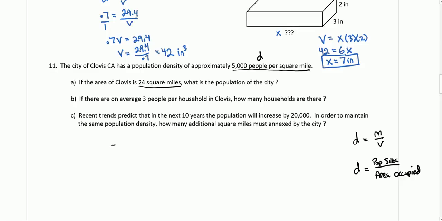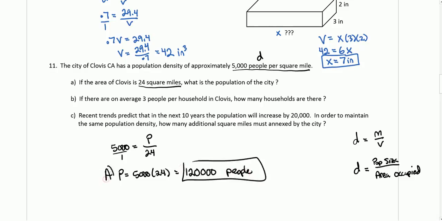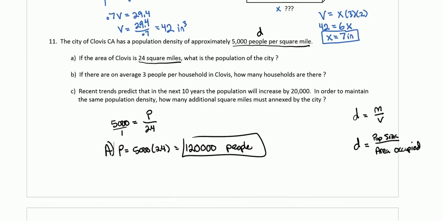So we could say our density, 5,000, is our population size divided by 24, which is the area in which it occupies. We can cross multiply and get our population is 5,000 times 24, which is 120,000, and our units are people. Okay, so that is part A. Part B, if there are on average 3 people per household, how many households are there? So for part B, we found that there are 120,000 people. Divide that by 3, and we get roughly 40,000 homes or households.